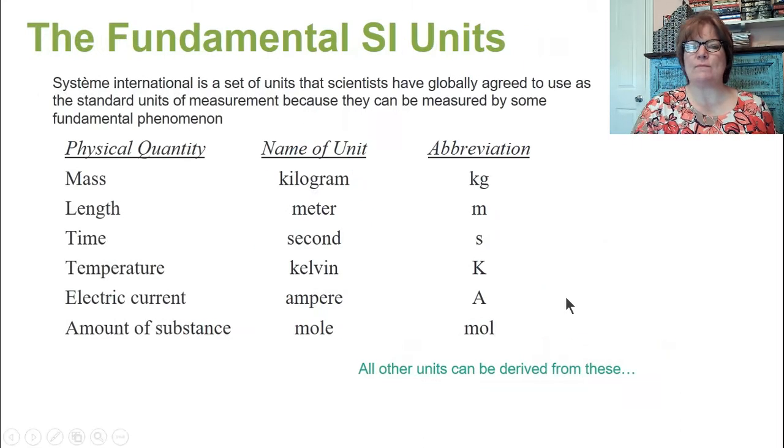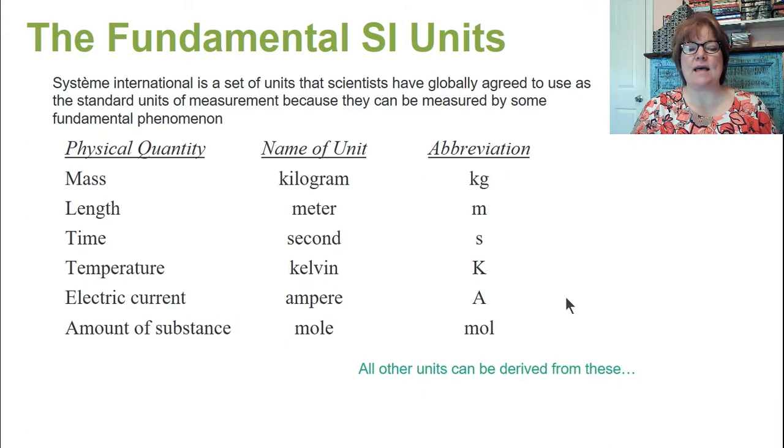We have an agreed upon system called the fundamental SI units. SI units are Système International, and it is a set of units that scientists have agreed on globally. There are 7 fundamental units because they can be measured by some fundamental phenomenon, like the charge of an electron. It's something that everybody can measure and get exactly the same answer, and then we defined this unit based off of that.